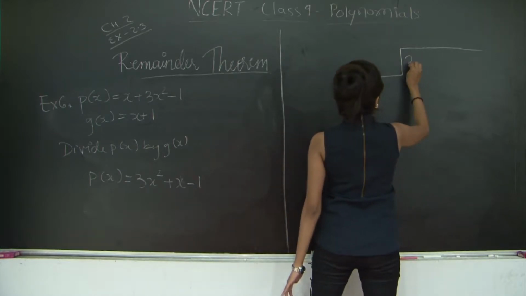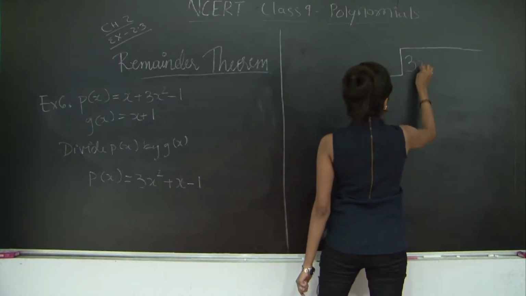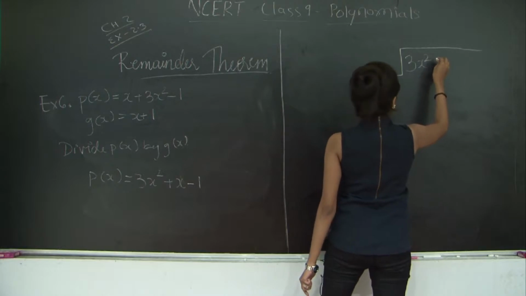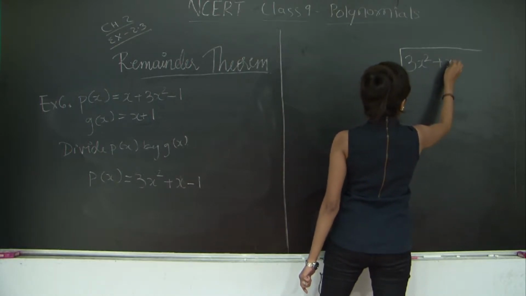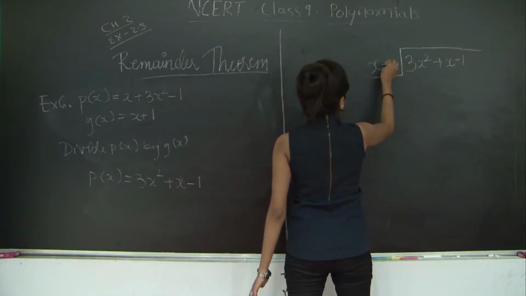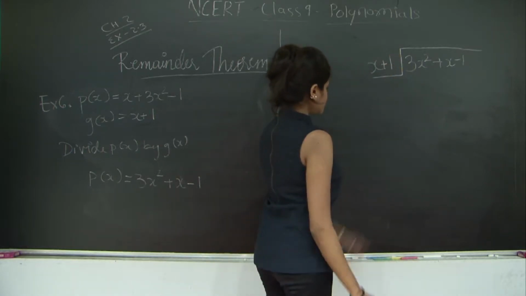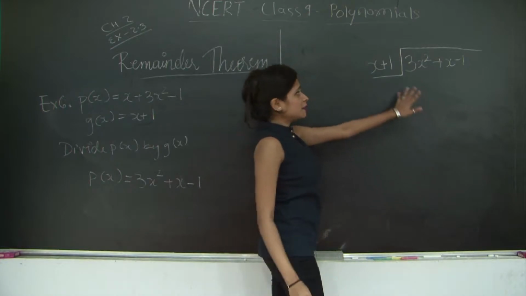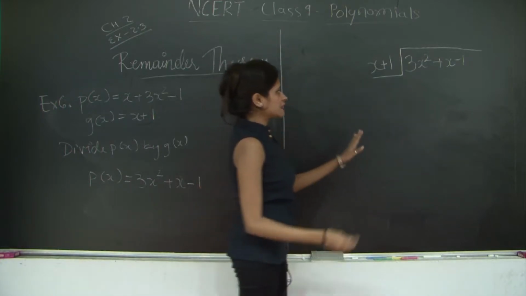So I am going to write my dividend inside, which is 3x² + x − 1, and my divisor outside, which is x + 1, right? This looks very difficult, but believe it or not, it's very easy. You just need to pay attention.